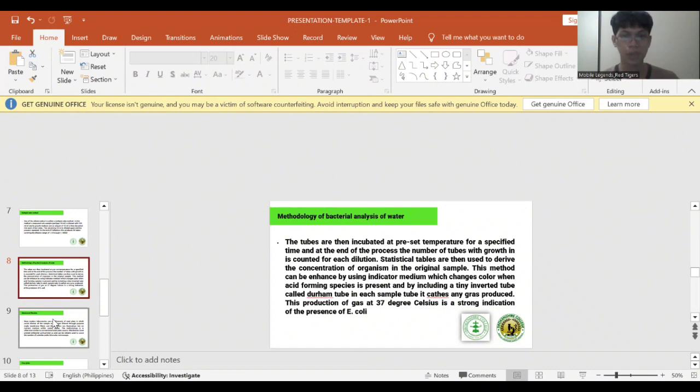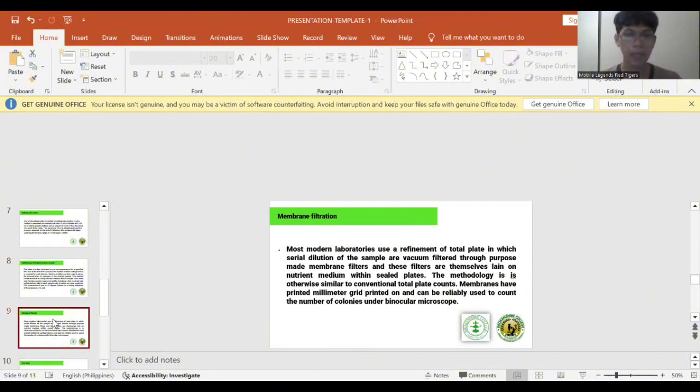This method can be enhanced by using an indicator medium which changes color when an acid-forming species is present, and by including a tiny inverted tube called a Durham tube in each sample tube, which catches any gas produced. This production of gas at 37 degrees Celsius is a strong indication of the presence of E. coli.